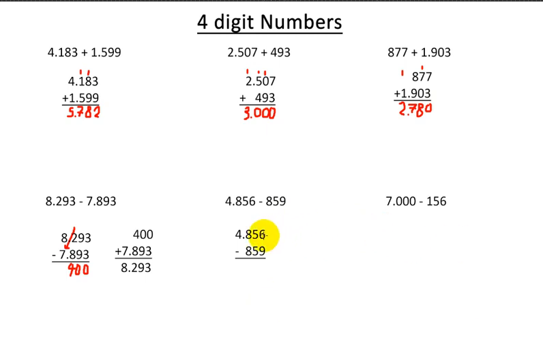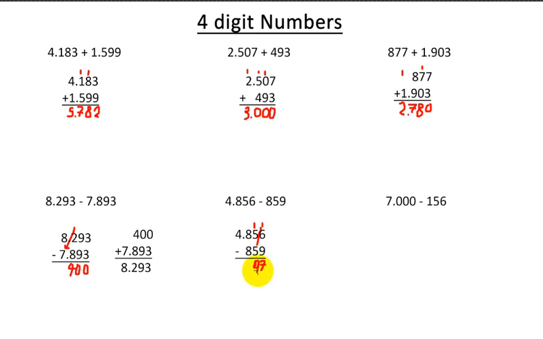I start by saying 6 take away 9. I can't do 6 take away 9, so I borrow. So it becomes 16 take away 9 makes 7. I return this down here, and the 5 becomes a 6. 5 take away 6. I can't do 5 take away 6, so I borrow. It becomes 15 take away 6, which makes 9.